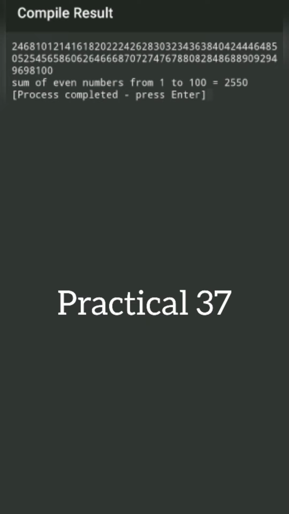And sum of even numbers from 1 to 100 means 2 plus 4, 4 plus 6 is 6, then 6 plus 6 is 12, then 12 plus 8 is 20, 20 plus 10 is 30, 30 plus 12 is 42, and so on, and it will become 2550.